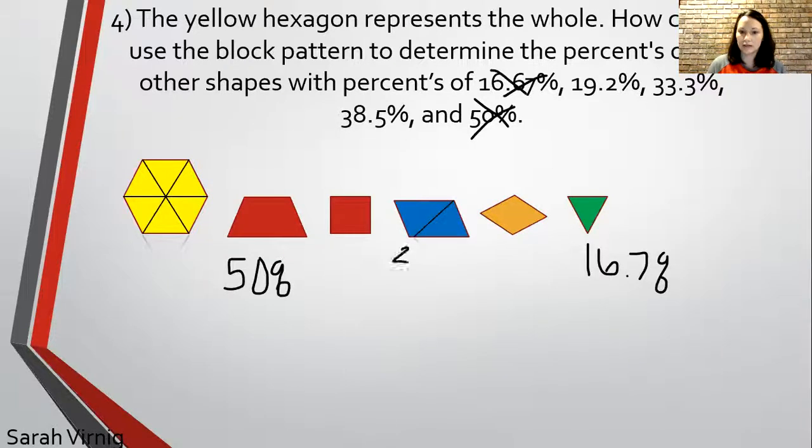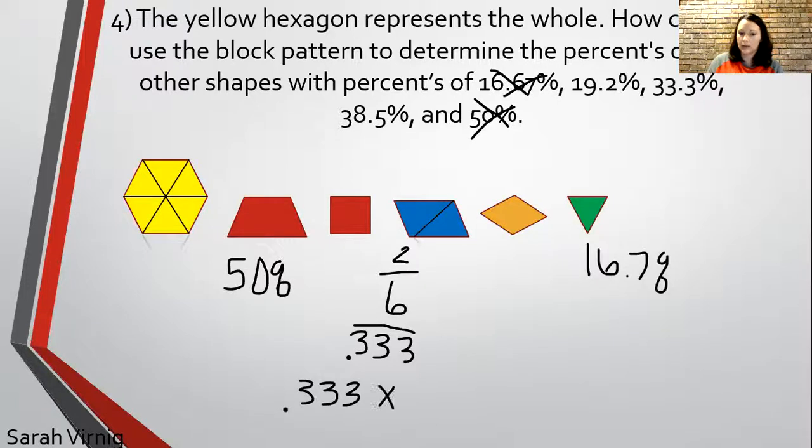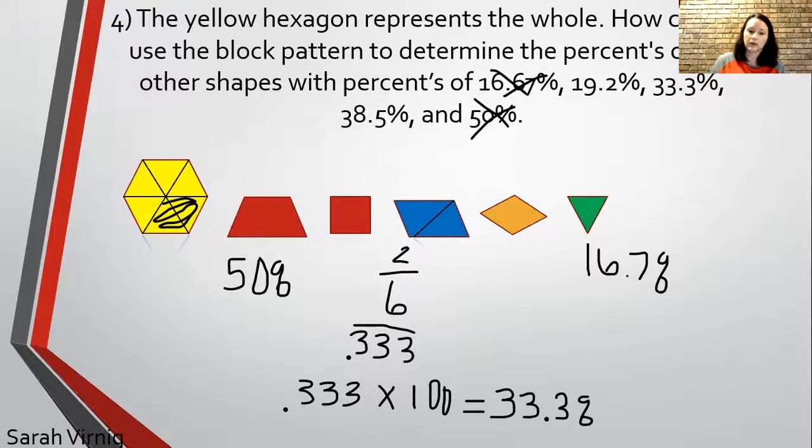All right, so now our next one is, we're going to look for the blue rhombus. And we can split this in 2 parts. 2 divided by 6 is 0.3333, and it keeps going forever. So again, we're going to round it to 3 spots. When we multiply it by 100, we're going to get 33.3%. So we have that one found. And I shaded in the 2 parts over there so you can kind of see it. Sometimes if you see it, it makes it a little easier.